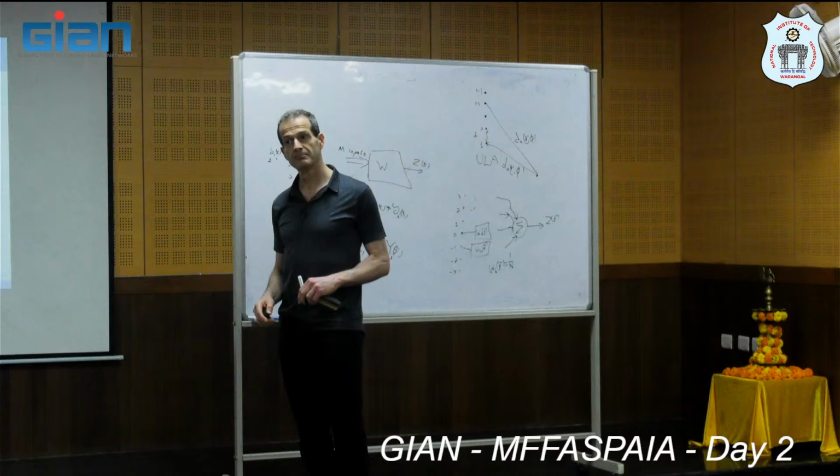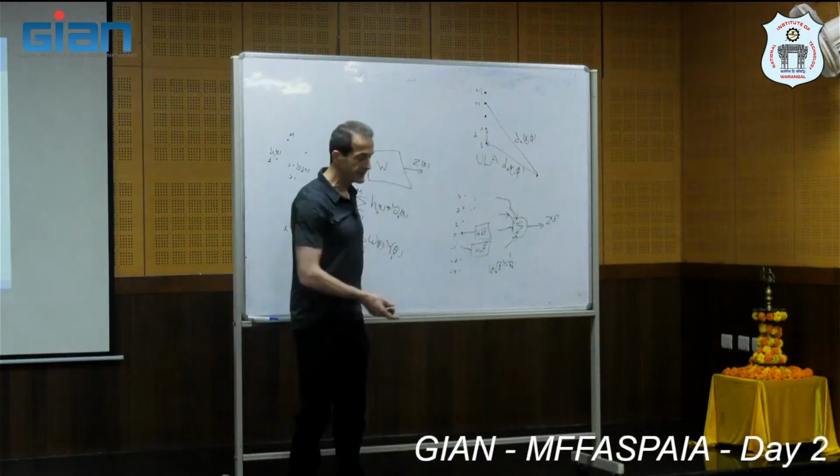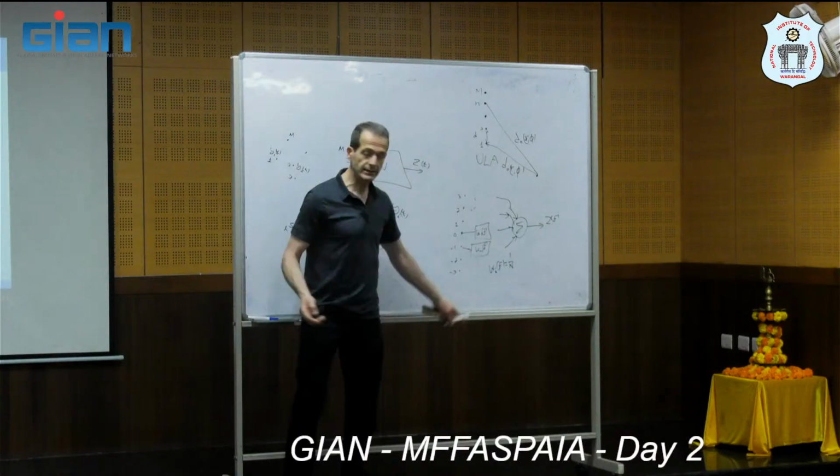How do I design the sensor array? Where to put them? How many sensors? Where to put them? And so on. And then I need to design the weights such that I will get a desired either far field beam pattern or near field beam pattern. It depends if the source is in the near field or far field.